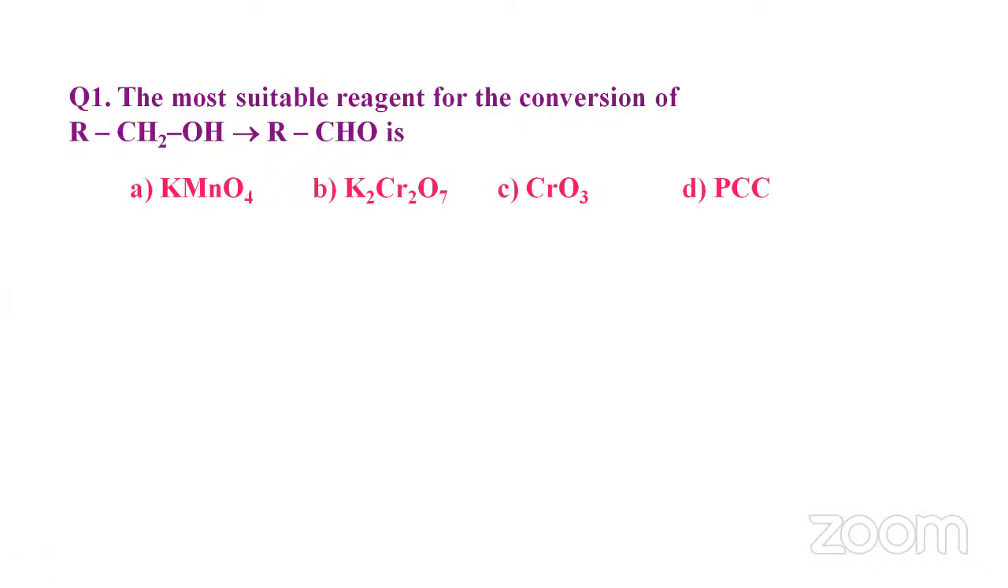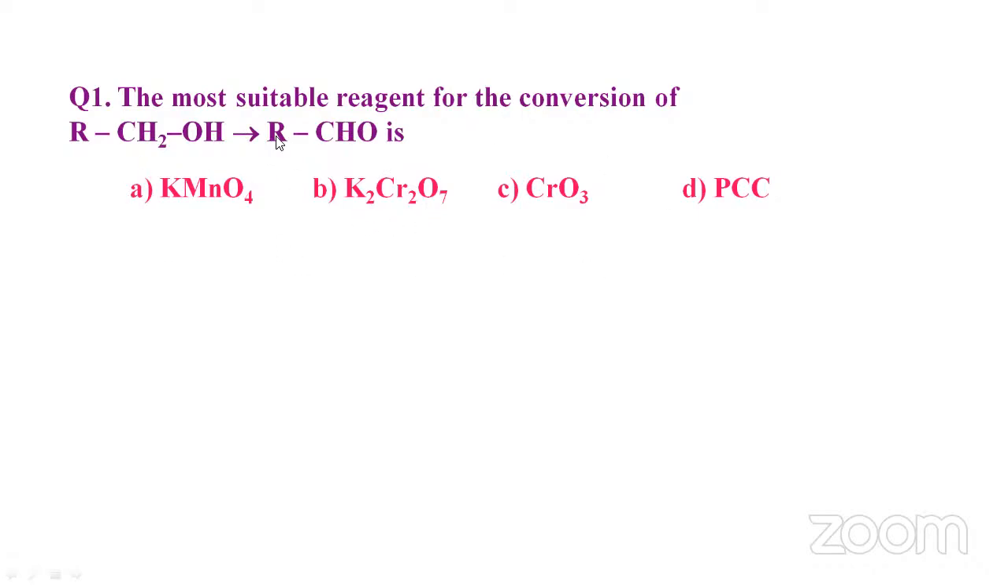Why is PCC used? Because it is a mild oxidizing agent, which causes alcohol to convert into aldehyde, while the others convert the alcohol directly to acid. These are all good oxidizing agents, but PCC plays a major role. PCC is very good for conversion of alcohol to aldehyde because it is mild, so it can easily convert your alcohol to aldehyde.